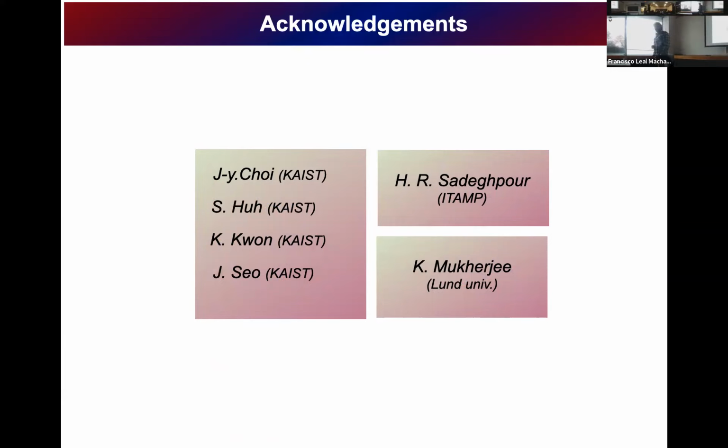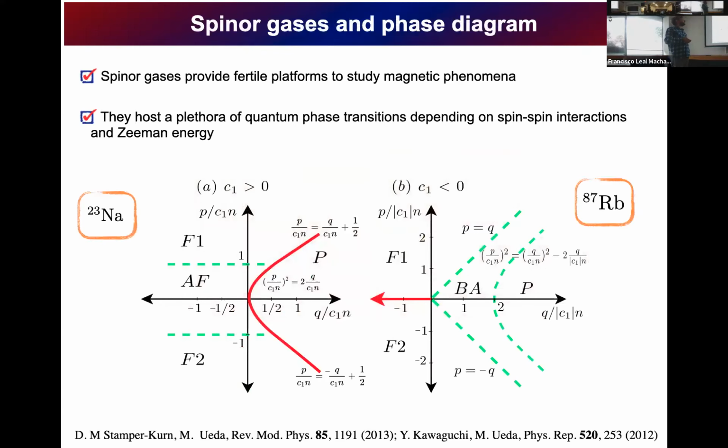Okay, so let me start with a very brief introduction on why spinor systems are interesting. This will by no means be exhaustive, and it serves only as a very preliminary motivation. Gases having spin degrees of freedom provide very fruitful platforms to understand magnetic phenomena in atomic systems, since they host a plethora of magnetic phases and related phase transitions.